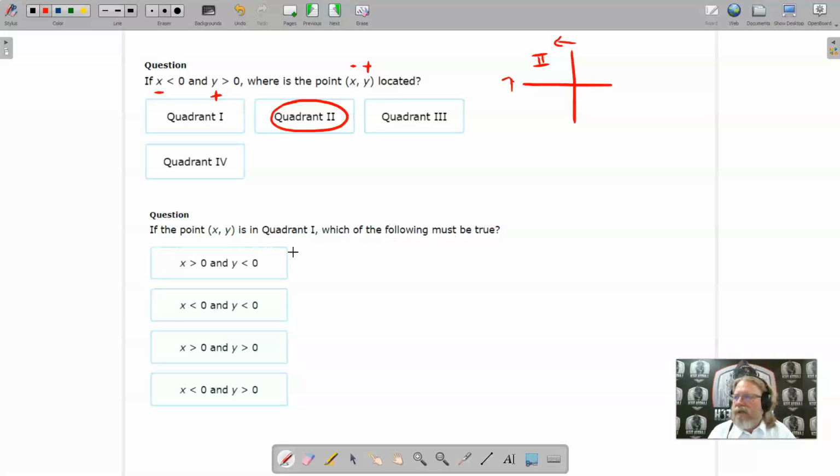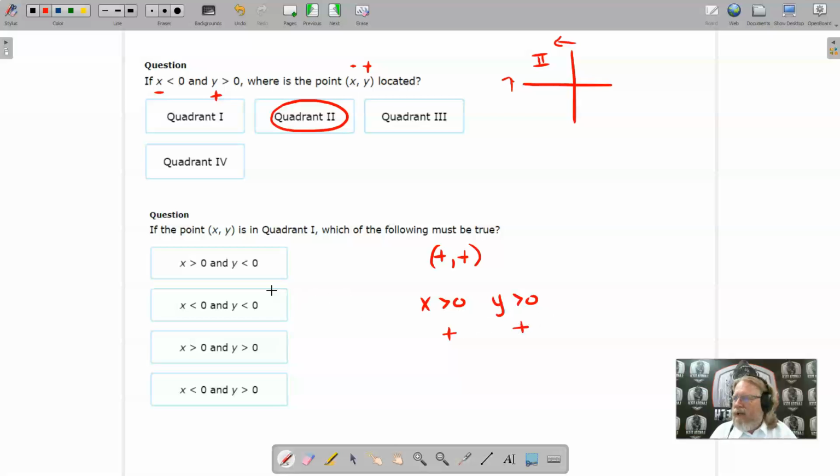On the next one, if the point xy is in quadrant 1, which of the following must be true? So in quadrant 1, right, we have positive, positive. So that means that x is going to be greater than 0, and y is going to be greater than 0, because any x number greater than 0 is positive, and any y number greater than 0 is positive.